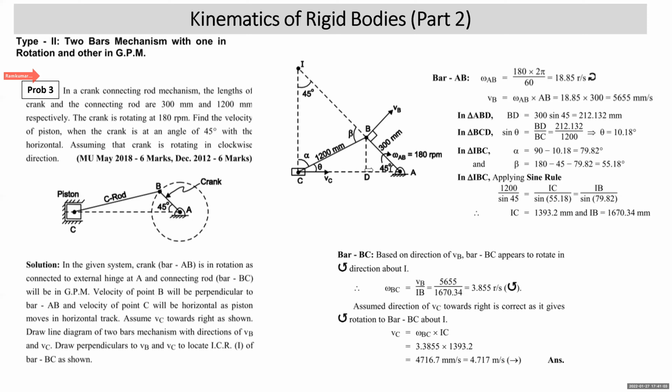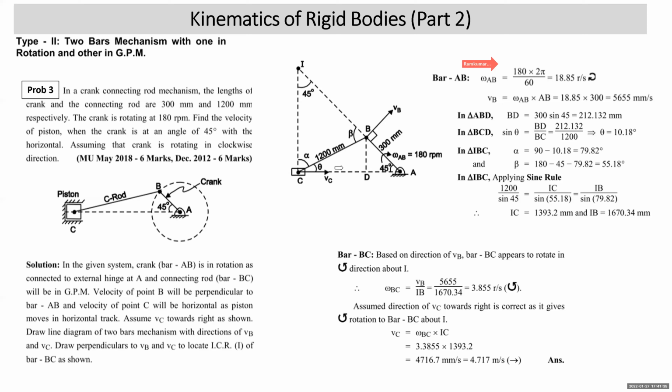Now first we'll understand, since AB is in rotation, omega AB is given to you clockwise. So we first convert it into radian per second. Omega AB is 180 rpm. 180 into 2 pi by 60, 18.85 radian per second clockwise. Since omega AB is clockwise and AB is in rotation, velocity of point B will be like this, perpendicular to AB. Right? What will be VB? Omega AB into distance AB. Omega AB is 18.85 and AB length is 300, that is 56.55 mm per second.